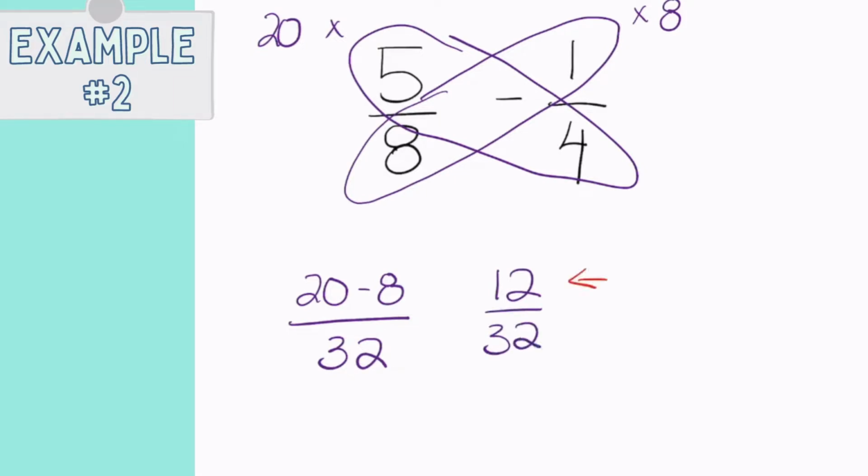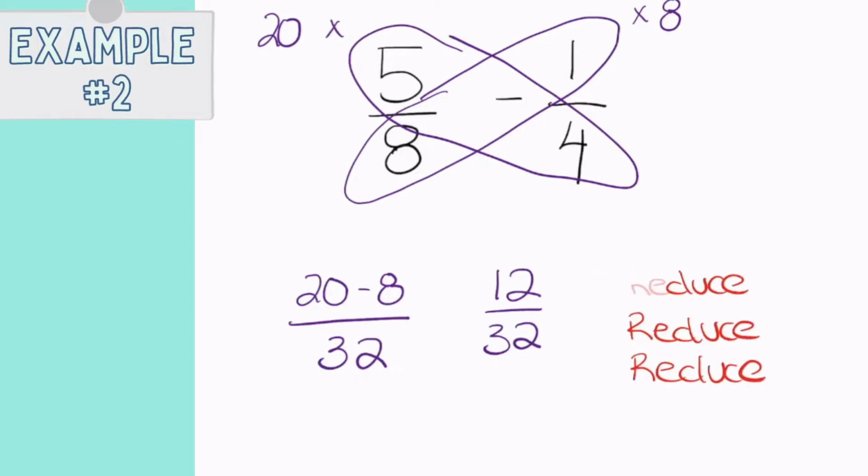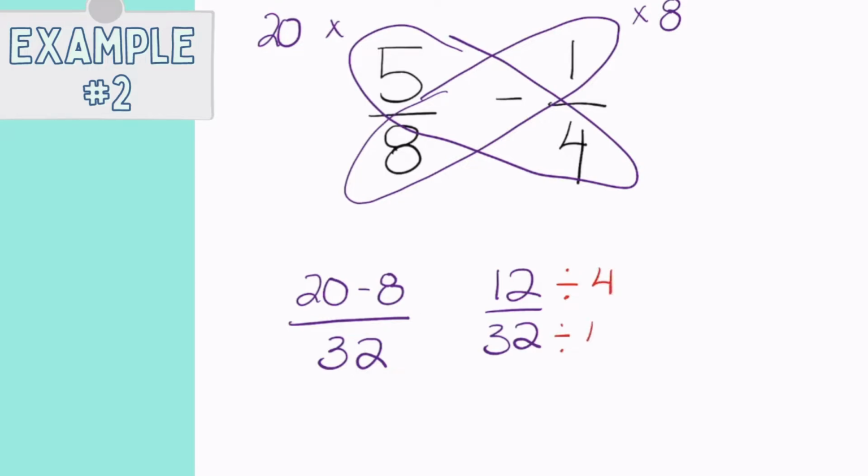And now again, as your math teacher, I'm going to remind you to reduce, reduce, and reduce. So I know both numbers are even, so I could divide them by 2 to start. However, I know both numbers are also multiples of 4. So I'm going to go ahead and divide them both by 4. And that will give us our final answer of 3 over 8.